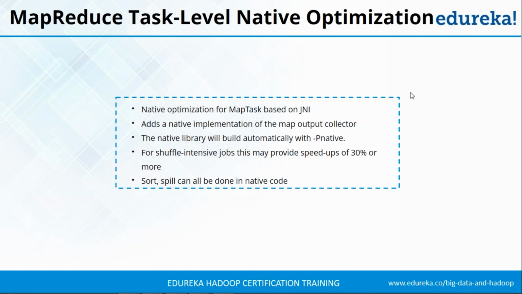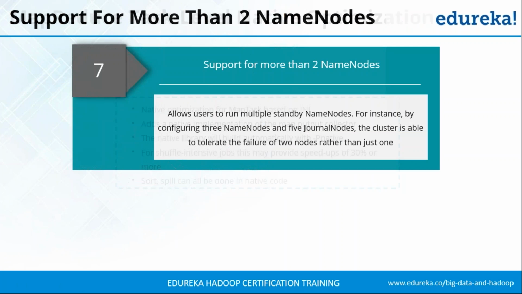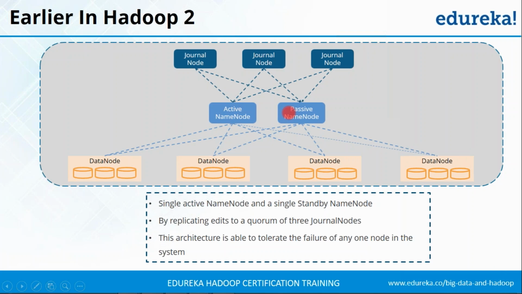All right. So let's move forward and see how high availability has been achieved in Hadoop 3. Hadoop 3 actually supports more than 2 name nodes. And in the previous version of Hadoop, we know that it supported only 2 name nodes. One was active and another one was passive. So this was the case in Hadoop 2. We have one active node, one passive node, and we have journal nodes. So these journal nodes are used in order to synchronize both of these nodes.